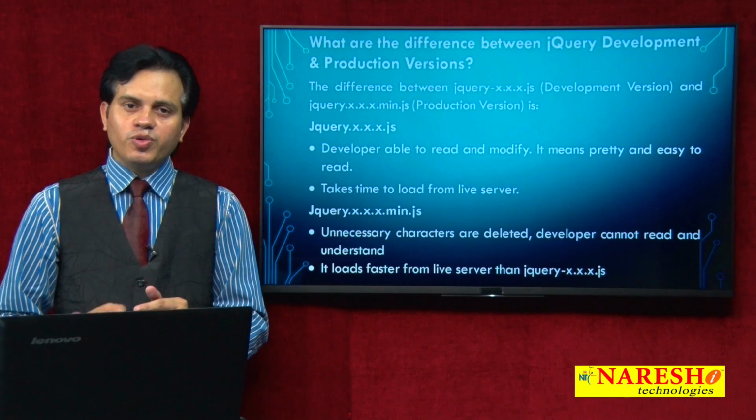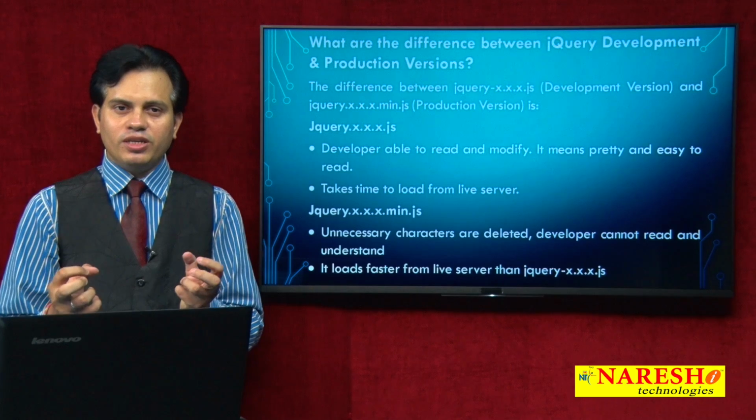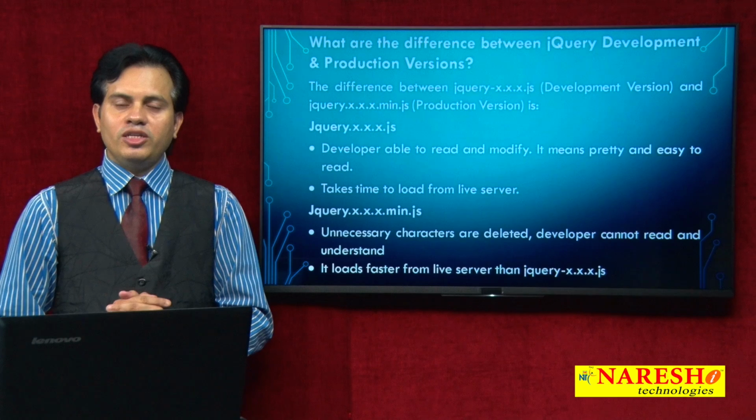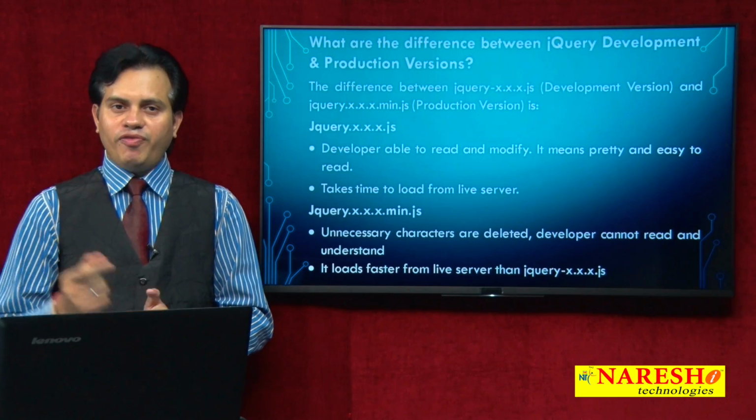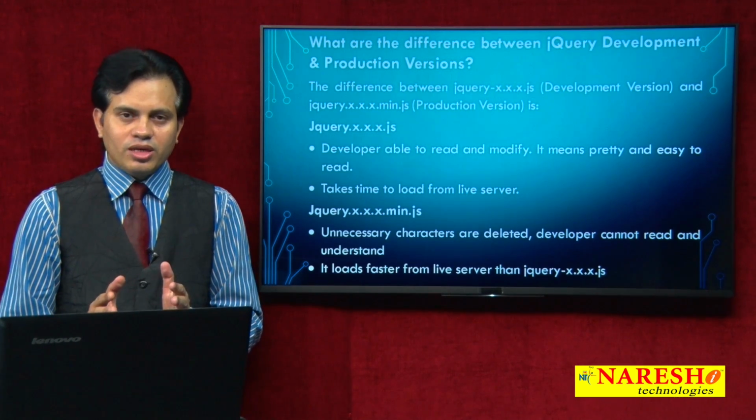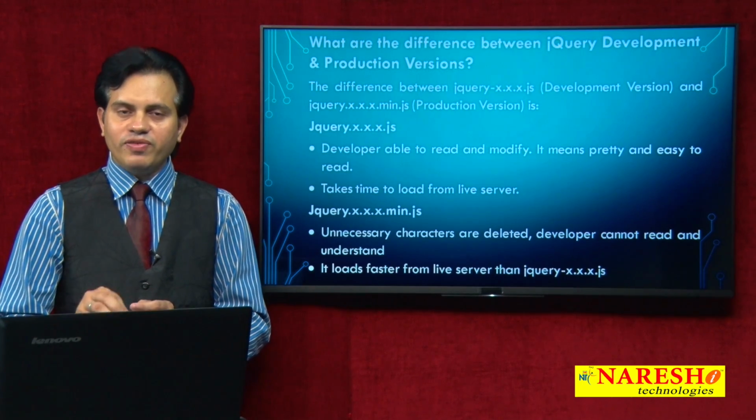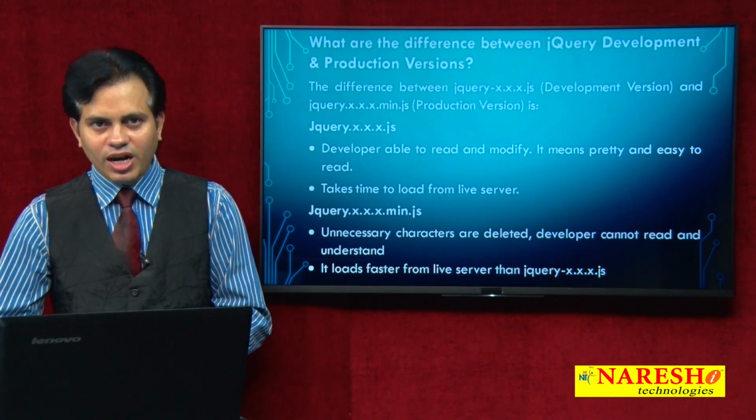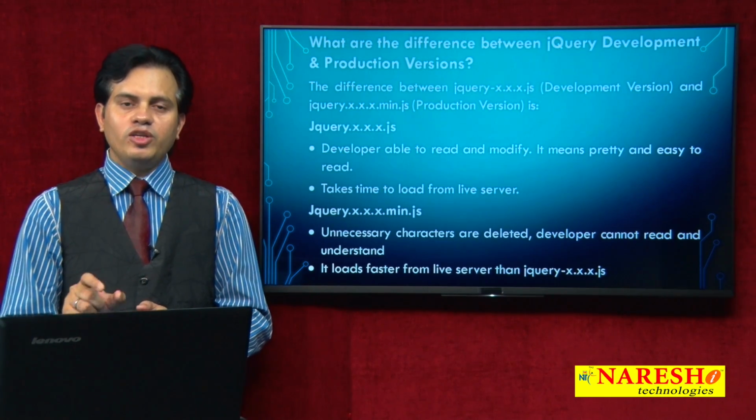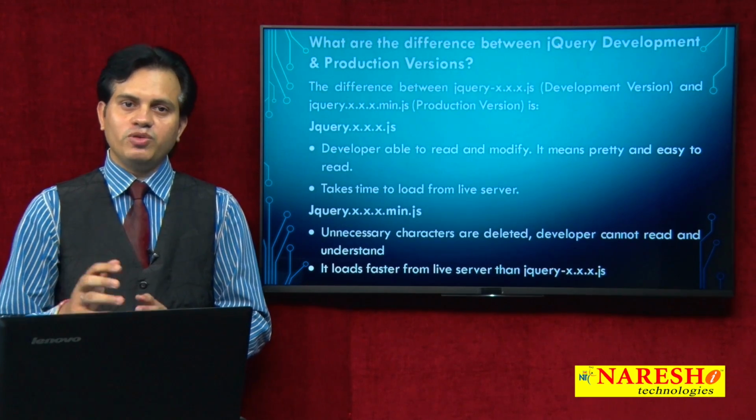But whenever your website goes live and n number of people are connected to the live server in order to access the website, that time we consider the performance of the application to be faster, in order to load the jQuery script file fast from server to client. So the production version makes the jQuery library, nothing but the jQuery script file, load faster from the live server to your XYZ client. Then we prefer to work with jquery-any-version-number.min.js, that is a minified version, nothing but a compressed version.